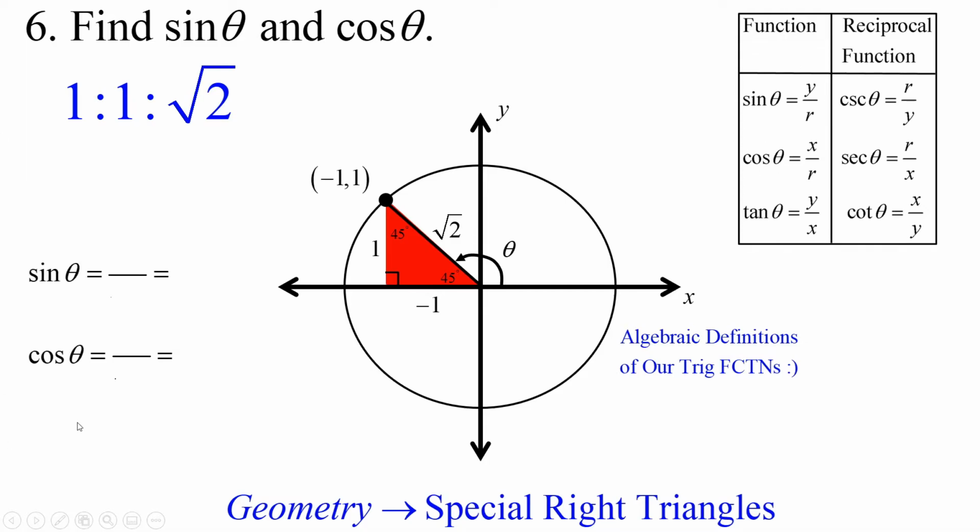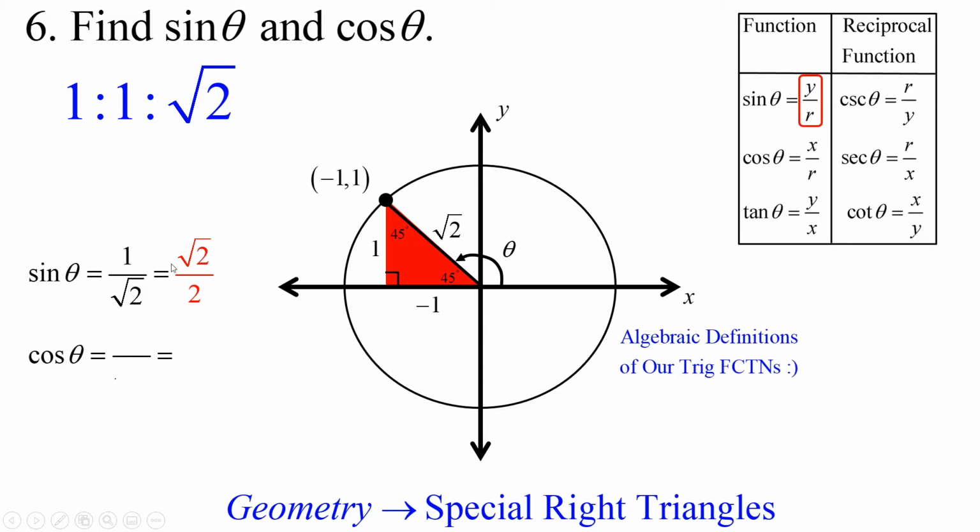All right, so sine of theta equals, and sine of theta is what? It is y over r. See it right there, y. So y, and what's the y coordinate of my point? It's a 1. What's the radius of the circle? It is root 2. And now for full credit, we have to rationalize this denominator right here. So I'm going to multiply the top and the bottom by root 2.